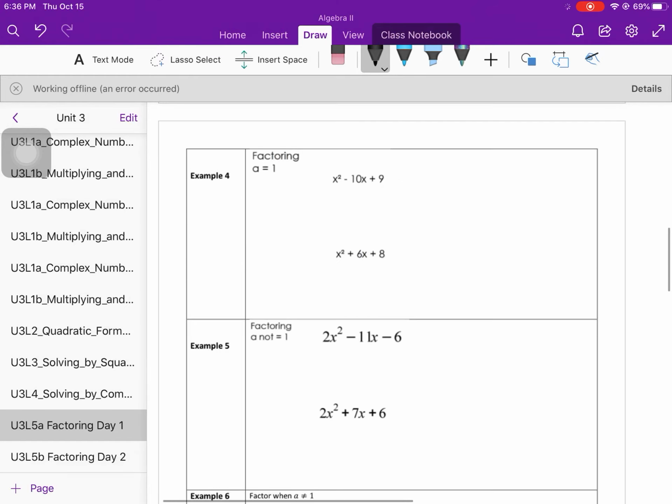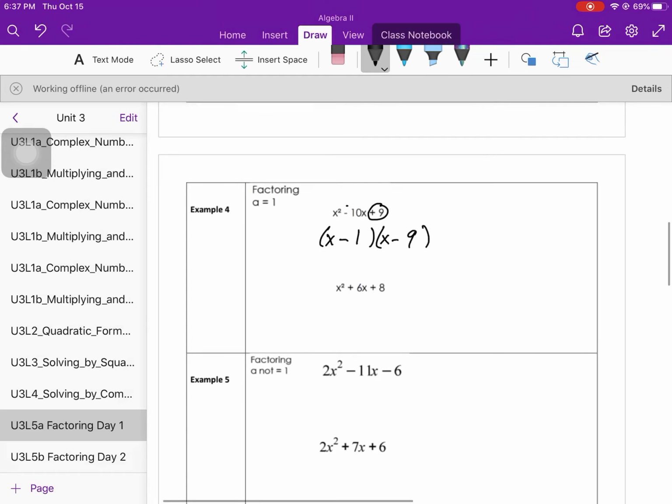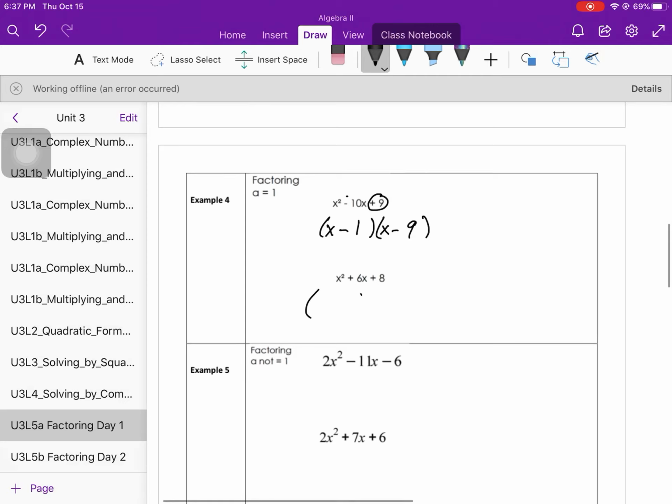All right, example 4 and 5 are a little bit, well, 4 is like what we just practiced. So let's go ahead and do double parentheses. We know that x and x is how we start this one because a equals 1. And then we're looking for factors of 9. Signs are the same, both negative. So it's x minus, x minus. Factors of 9 that combined make 10. Well, the only factors of 9 are 1 times 9 and 3 times 3. So we have to use 1 and 9. But together, those do make negative 10.